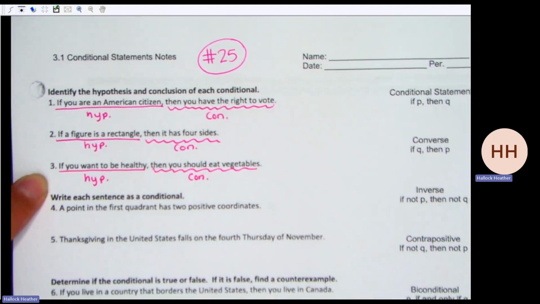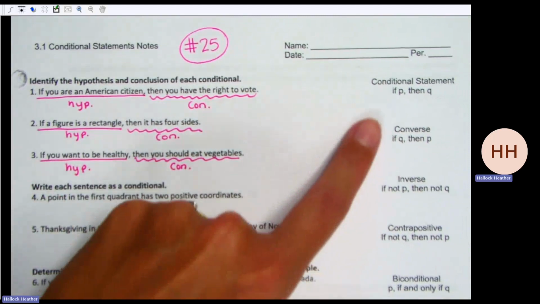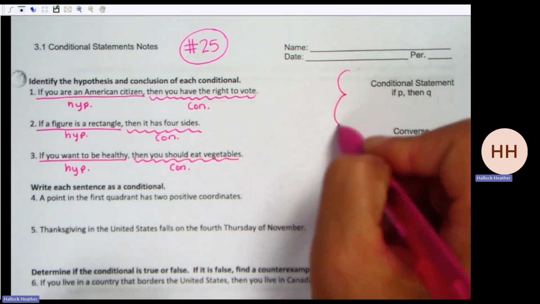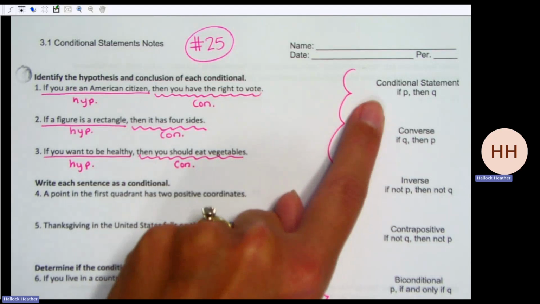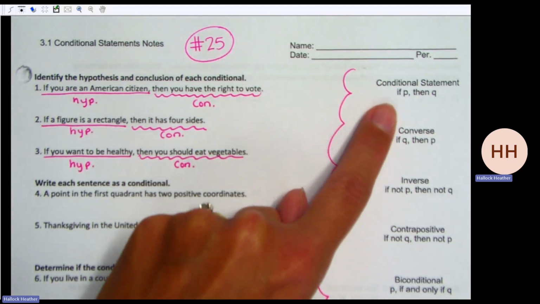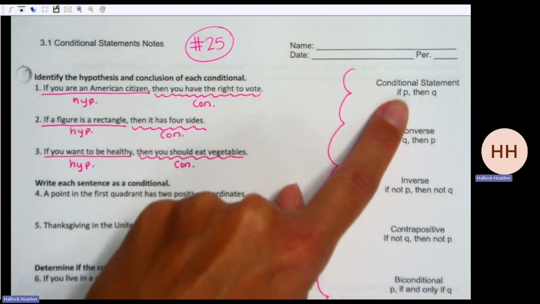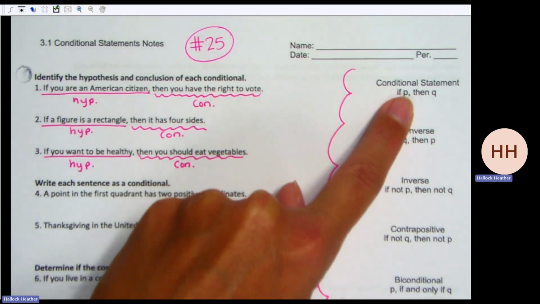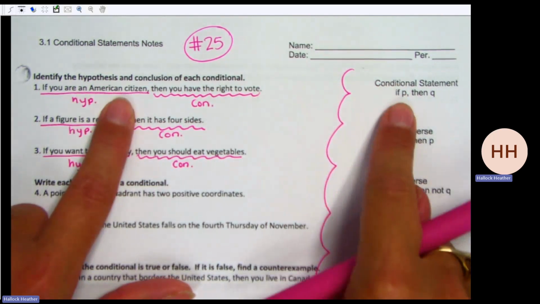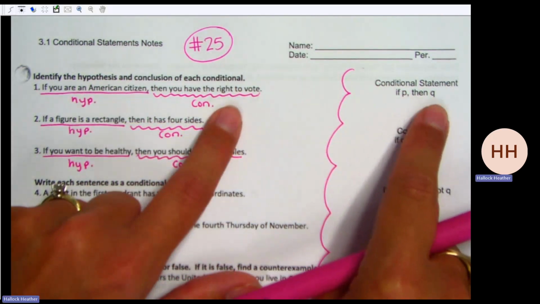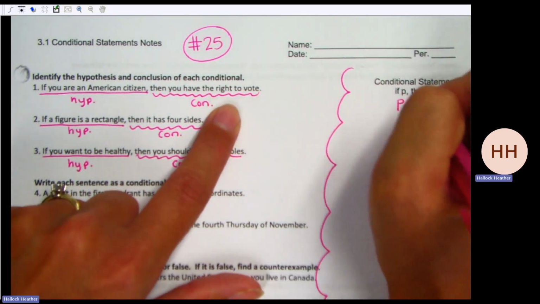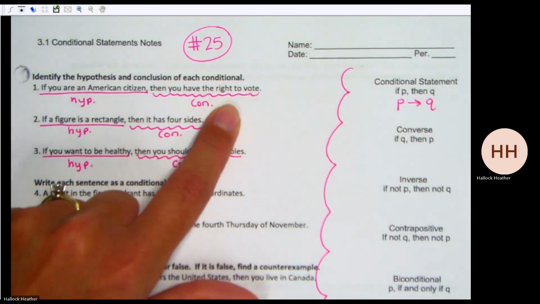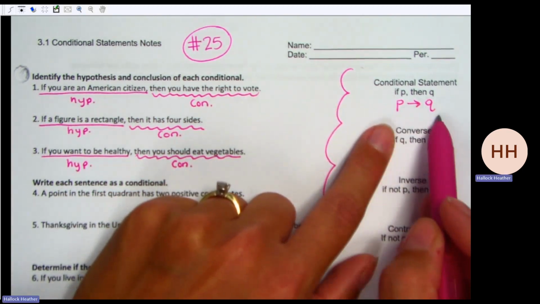What we are going to do is go to this side part. This is kind of like your notes. I added on to this. So we're going to make a bubble around this because this is the important part. The original sentence that they give us has to use if and then. And they say P and Q. So for this one, if you're an American citizen, that's P. Then you have the right to vote would be Q. We're going to demonstrate this with P, an arrow, Q. This is just saying that P goes directly to Q.